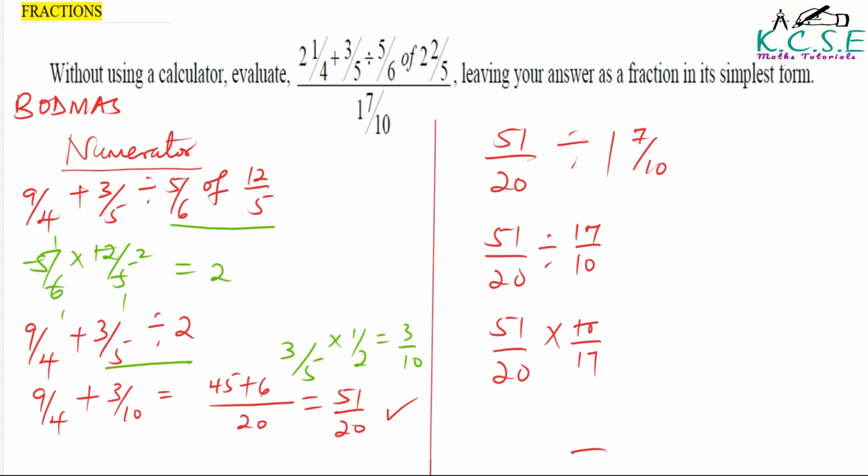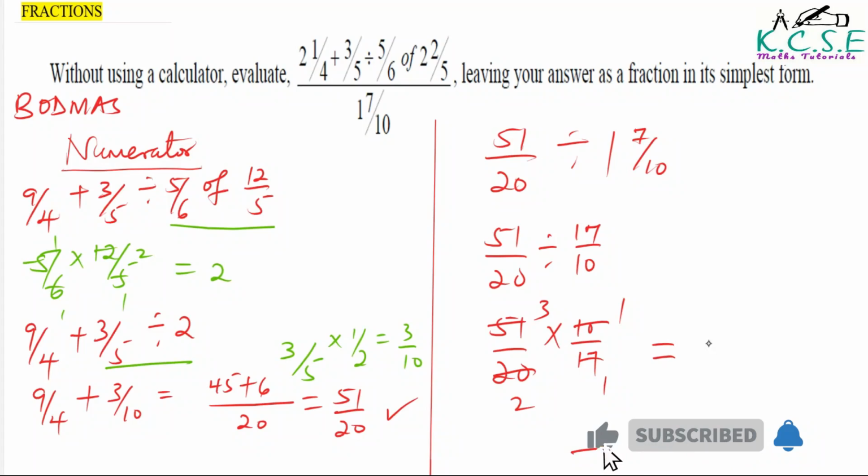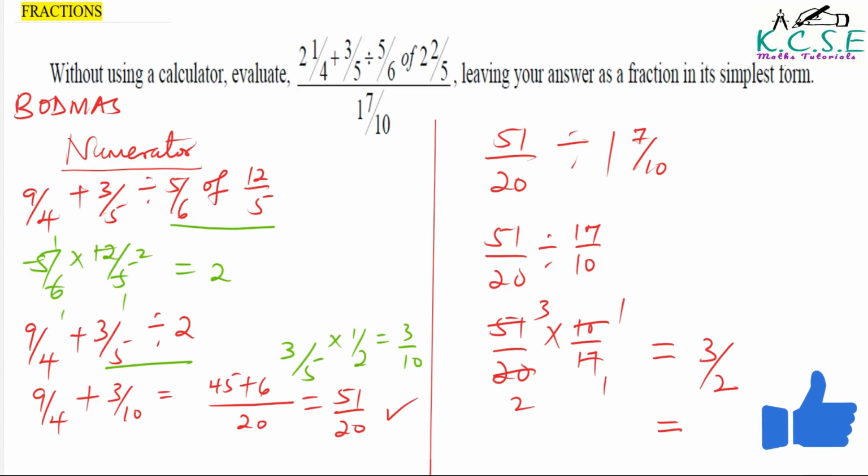So this gives, by that one will give you 2 by 17, 1 by 17, 3. So this gives 3 over 2, which gives the answer as 1.5. That is the answer. So that is how you're supposed to work out that question.